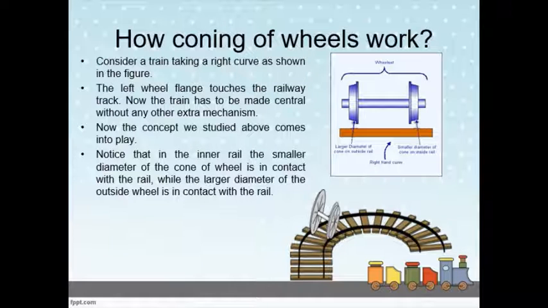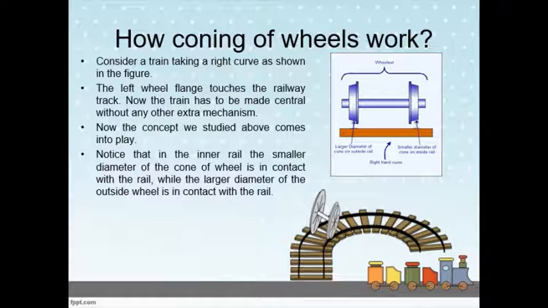Now consider a train taking a right curve as shown in the figure. Here the train is taking a right-hand curve. You can see that the left wheel flange touches the railway track. Now the train has to be made central without any other extra mechanism.